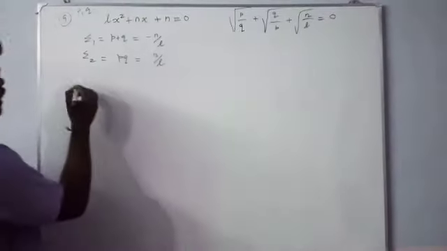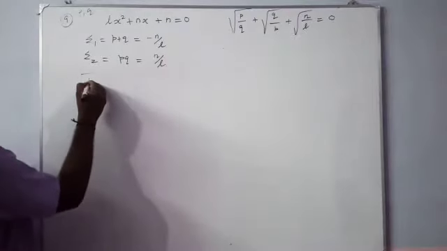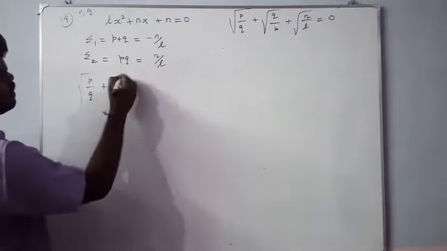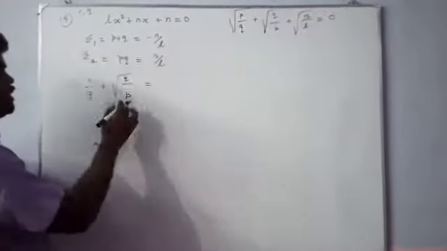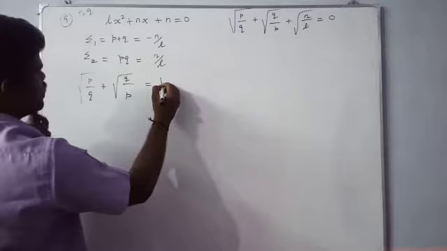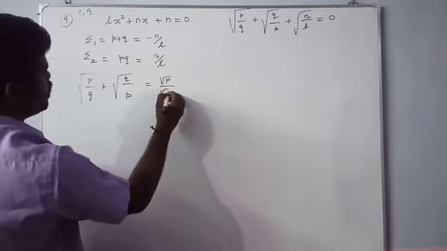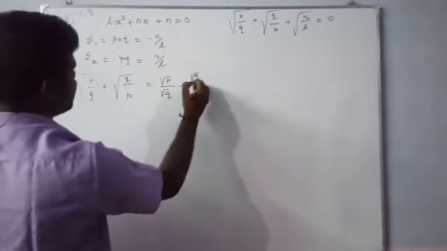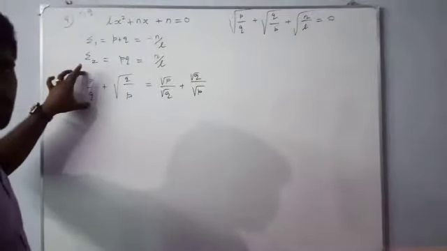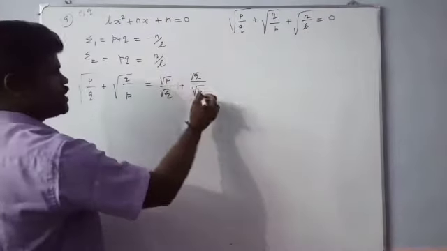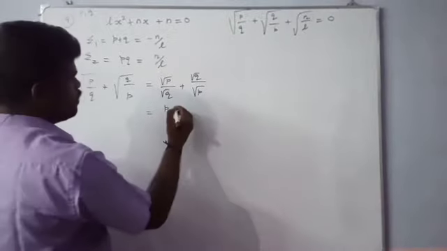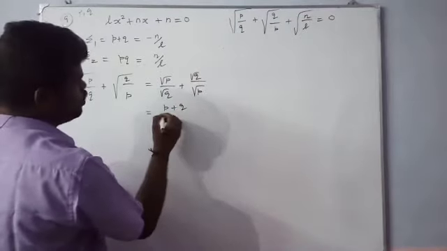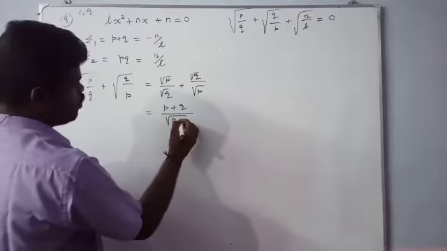Let us take this value, root of P by Q plus root of Q by P, which is equal to, multiply these two, because it is root P by root Q plus root Q by root P. We want to separate these two roots. Now the cross multiplication is there. So root P into root P, P, plus root Q into root Q, Q, divided by root of PQ.